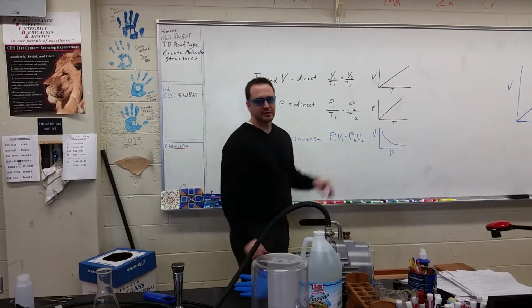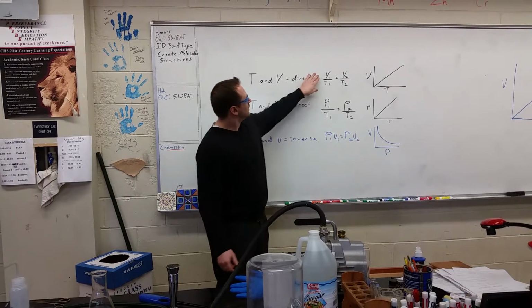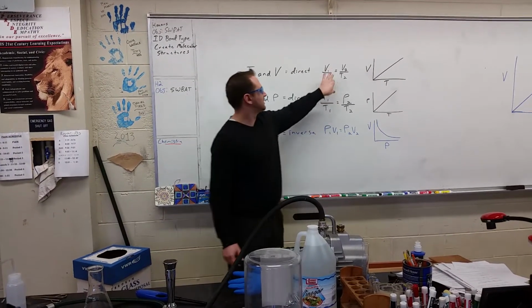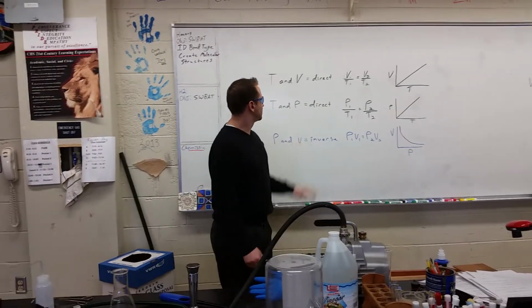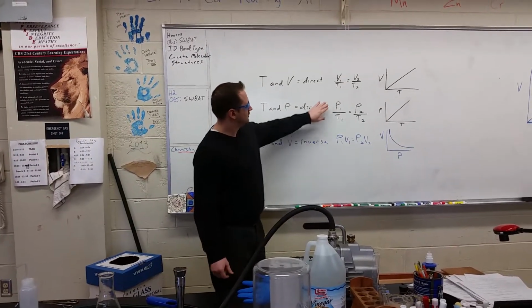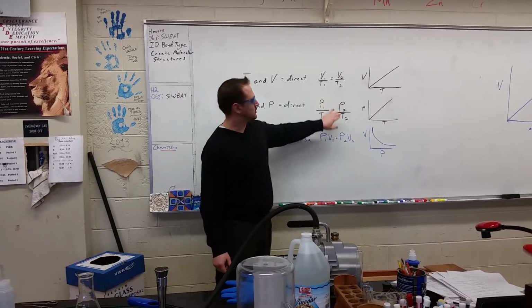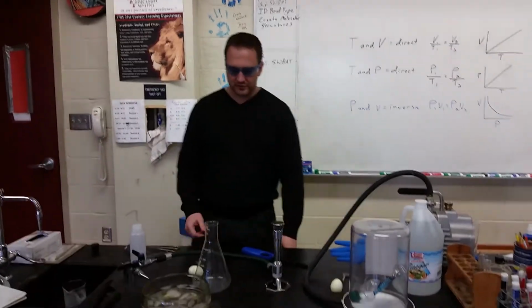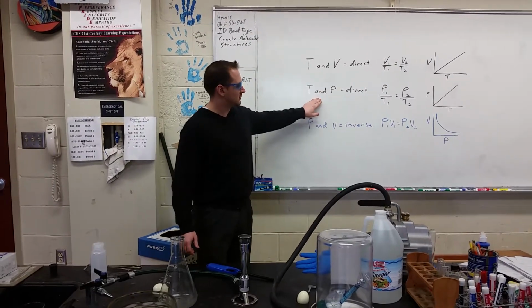These are both direct relationships, and when you look at how the equations are set up, the volume initially divided by the temperature initially is equal to the volume at the end divided by the final temperature. The temperature and pressure, the initial pressure over the initial temperature is going to be equal to the final pressure over the final temperature. All right. These demonstrated both. This is Charles' law and this is Gay-Lussac's law.